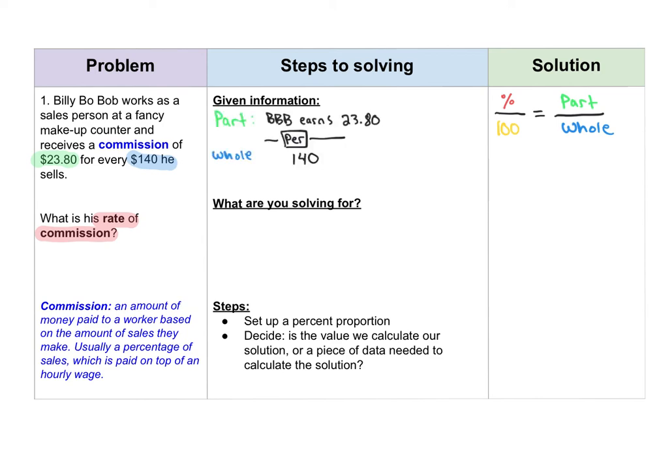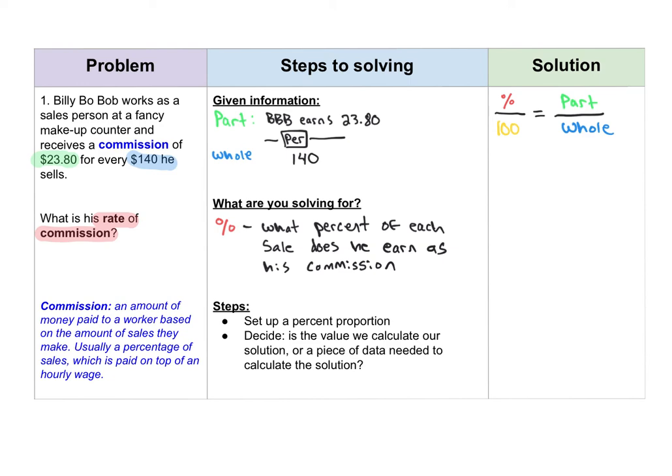What is given to us is that Billy Bob is earning $23.80 for every $140 in sales. What are we being asked to solve for? Well, we're looking for that partial percentage, or what percent of each sale does he earn as his commission.